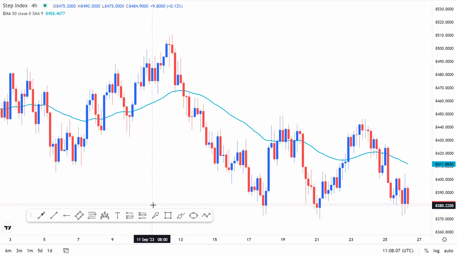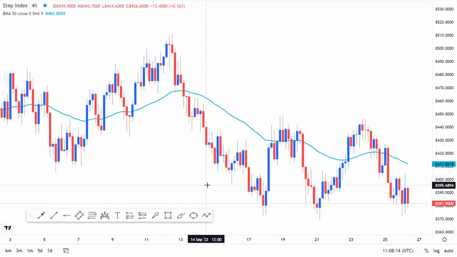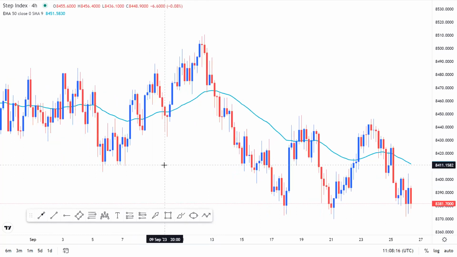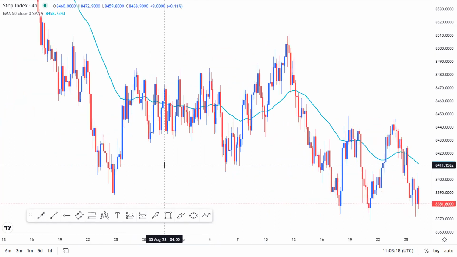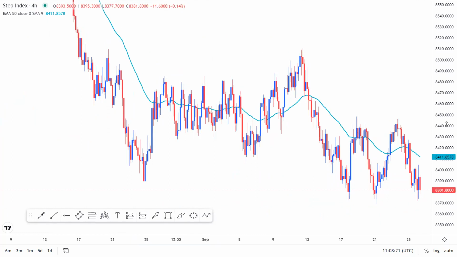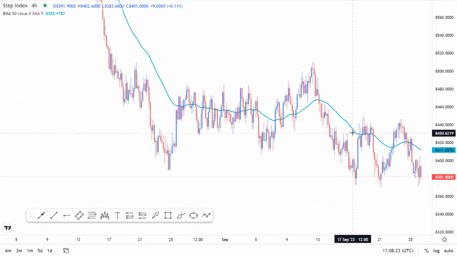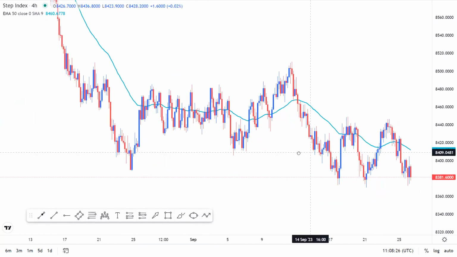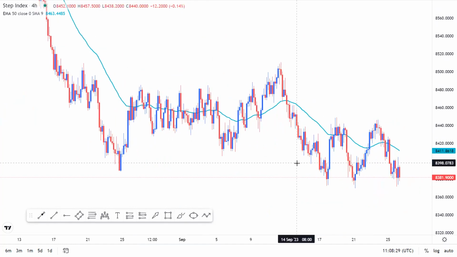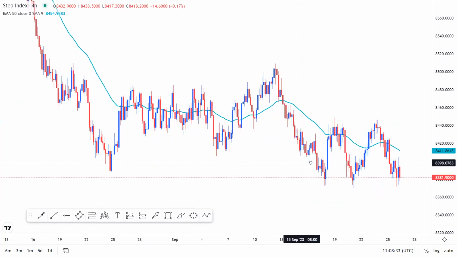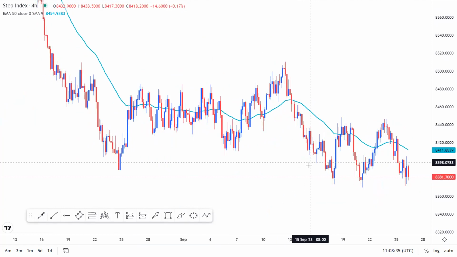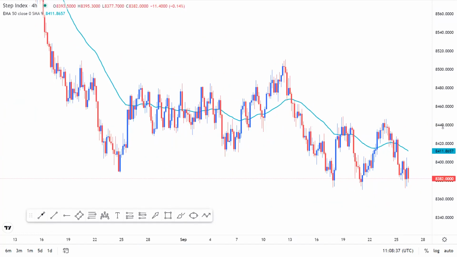1, 2, 3, 4. And if I decide to expand this a little bit, 5. So I'm seeing 8 different head and shoulder patterns right here in front of my screen.